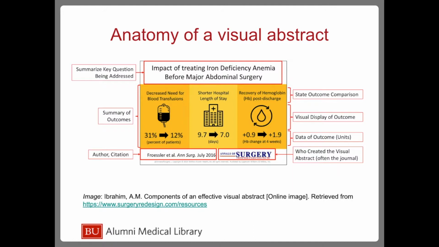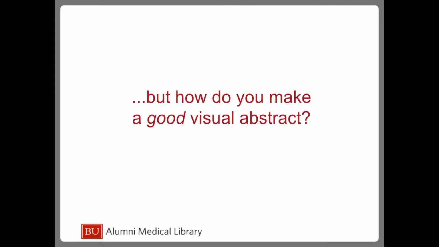So what we have here are the bare bones, pretty much, of a visual abstract. But what this diagram doesn't quite tell us is how to make a visual abstract that's good. So how can we make a good visual abstract? How do we catch someone's eye and hold their interest long enough so that they can engage meaningfully with the research we're presenting to them in visual form?